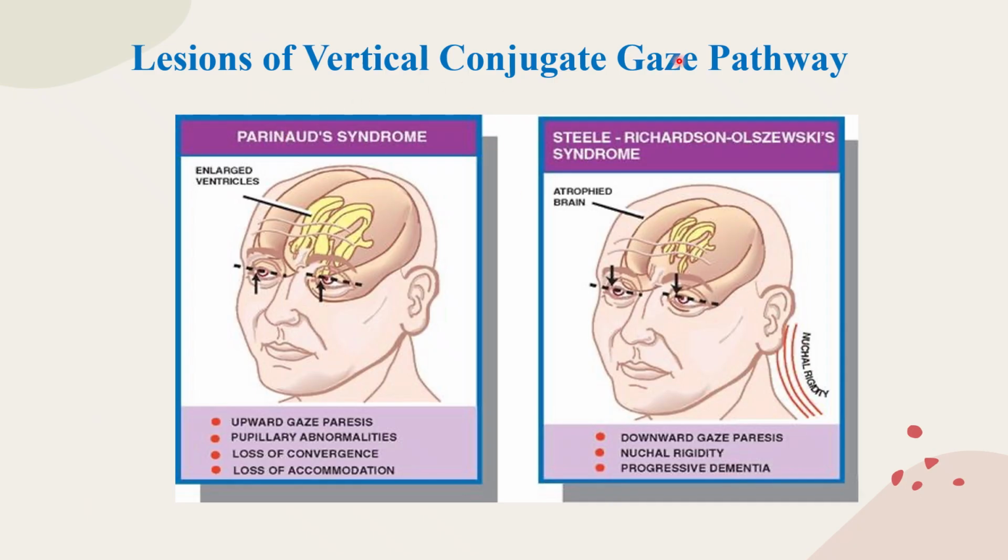Then lesion of the vertical conjugate pathway. There are two syndromes associated with this pathway. One is Parinaud syndrome and the other is Steele-Richardson syndrome. In Parinaud syndrome, there is a lesion at the level of the dorsal midbrain that leads to upward gaze paresis. There is loss of convergence, loss of accommodation, and pupillary abnormalities are also seen. In Steele-Richardson syndrome, there is atrophy of the brain that leads to mainly downward gaze paresis, nuchal rigidity, and progressive dementia.